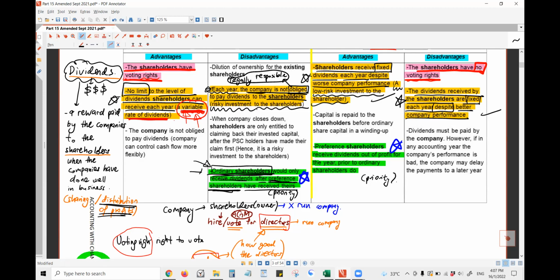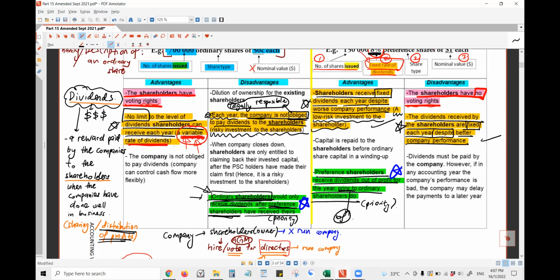Now let's look at another related point, which is an advantage under the preference share column. So you see, it says preference shareholders receive dividends out of profit for the year prior to ordinary shareholders do. Prior to means before. So yeah, the same point that I mentioned, but it is an advantage to preference shareholders, even though it's a disadvantage to ordinary shareholders.